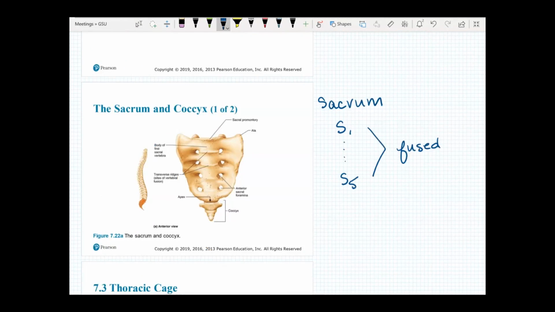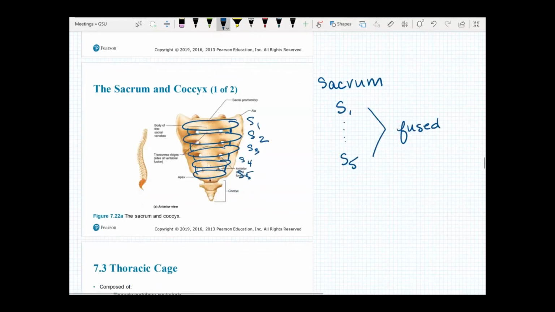So if you look at this, here is my S1, here is my S2, S3, S4, and S5, but you can see how they are fused here, here, here, and here. So that's what's happening with our sacrum. This is where your hips will actually attach. And then at the bottom, you are going to have your coccyx. And this looks like a rattlesnake's tail, and it's going to be the bottom bone right there.